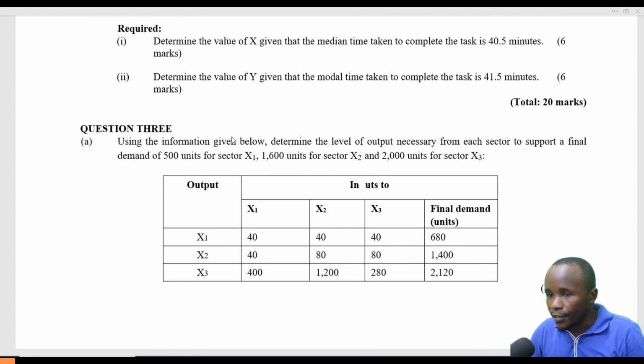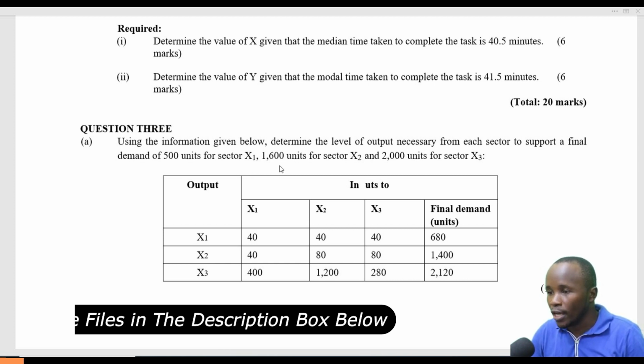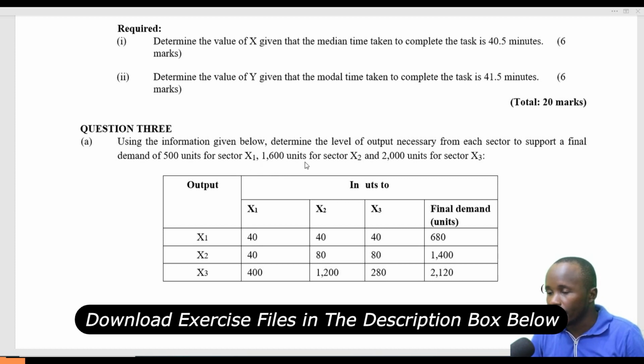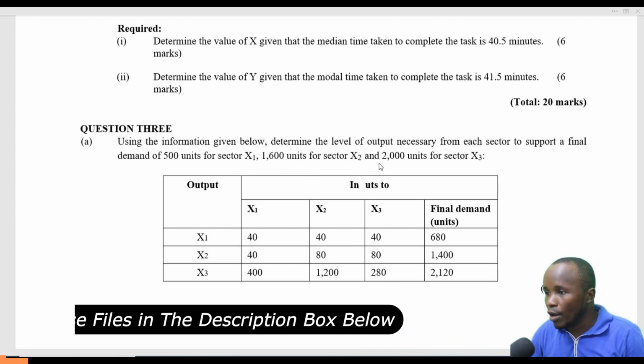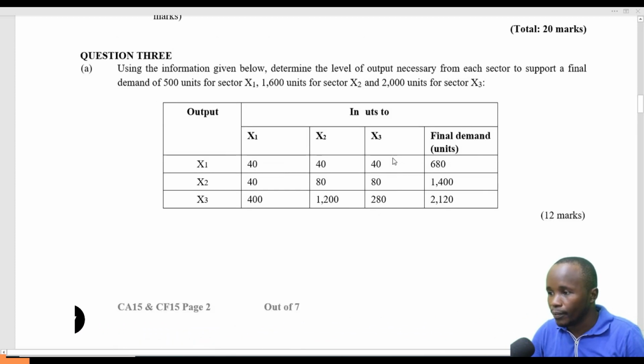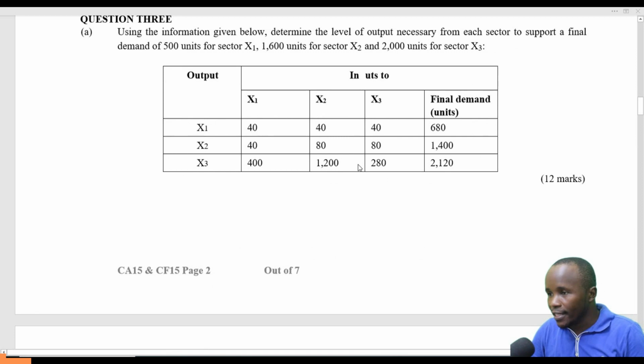The question reads, using the information given below, determine the level of output necessary from each sector to support a final demand of 500 for sector X1, 1,600 for sector X2, and 2,000 for sector X3. When you get this kind of a question, the first thing to do here is to come up with your matrices.